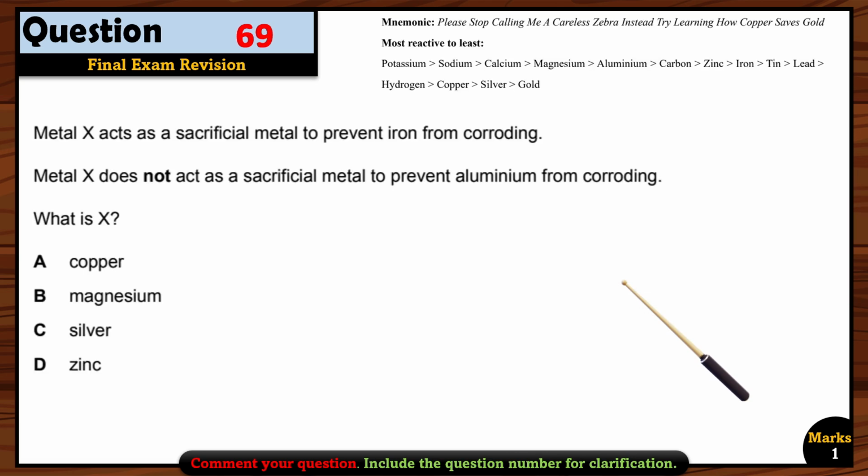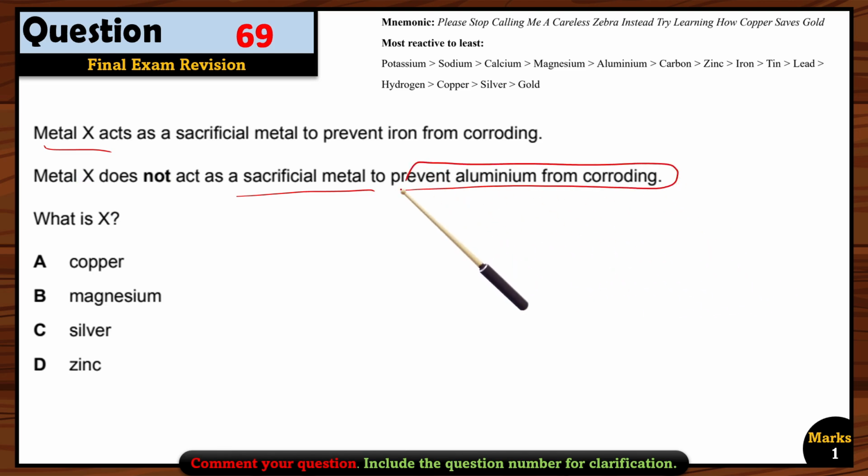Metal X acts as a sacrificial metal to prevent iron from corroding. Which metal X does not act as a sacrificial metal to prevent aluminium from corroding? What is X? So it means the metal is one which is more reactive than iron. It can protect it, but it will be less reactive than aluminium. So you can see the options over here. That is only zinc. Zinc is the one that will protect iron.